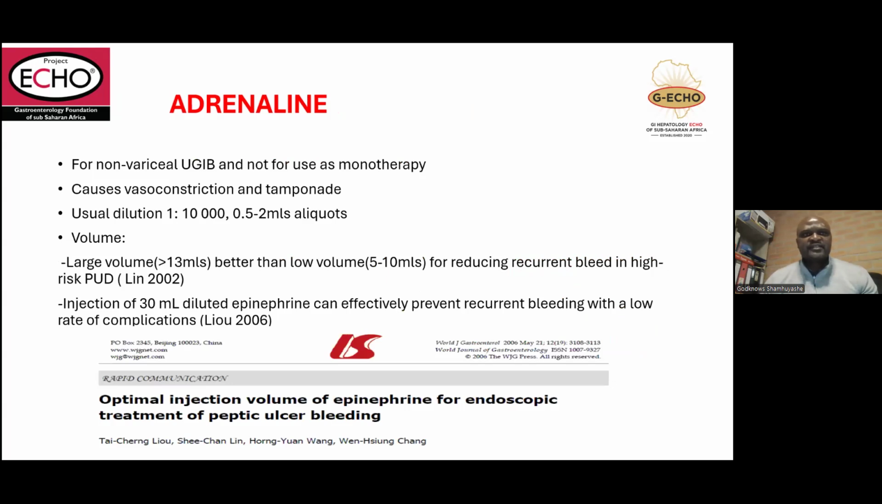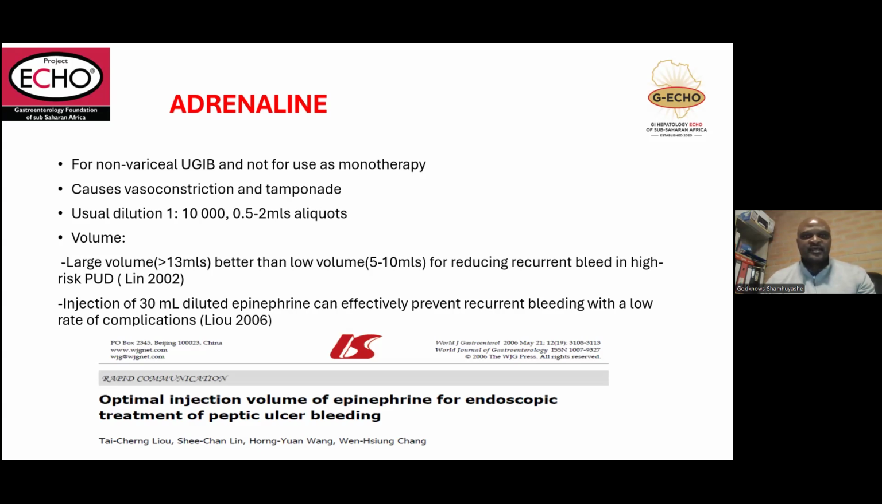So in terms of the injection, like I said earlier, the adrenaline, you don't need to use it as a monotherapy. It causes vasoconstriction and tamponade. You use it together with another modality. In terms of the volume you can use, large volumes of more than 13 mils have been found to be better than low volumes of about 5 to 10 mils for reducing recurrent bleeding.